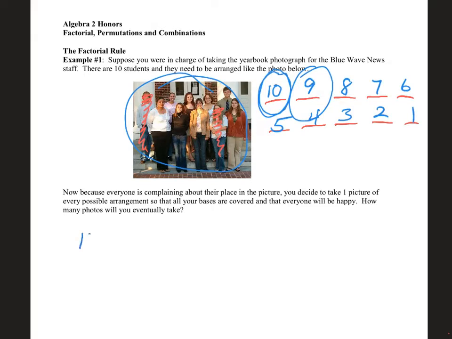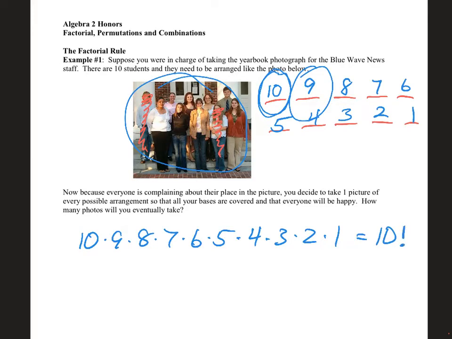Well, you multiply this. And this is something in math called factorial. What this represents is 10, and then the exclamation point in math is called 10 factorial.